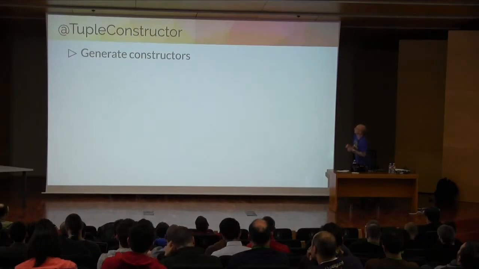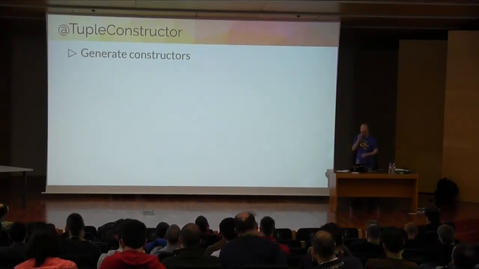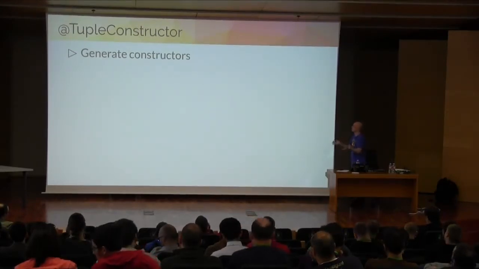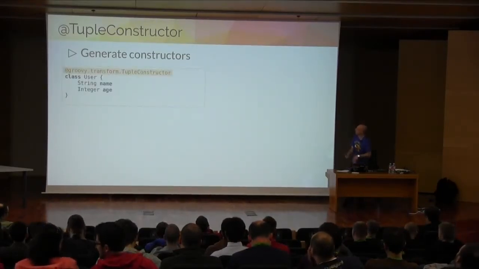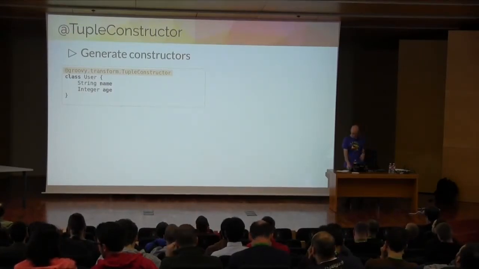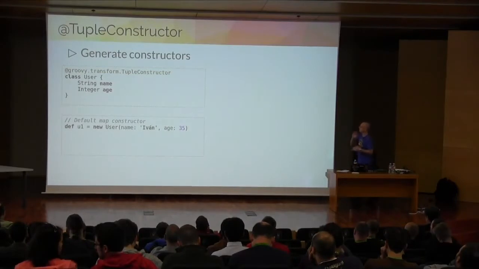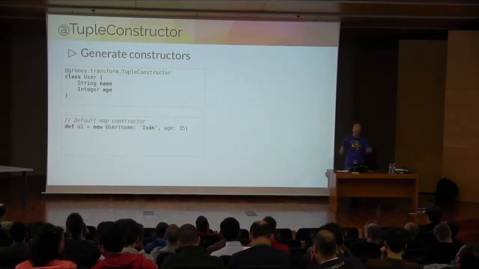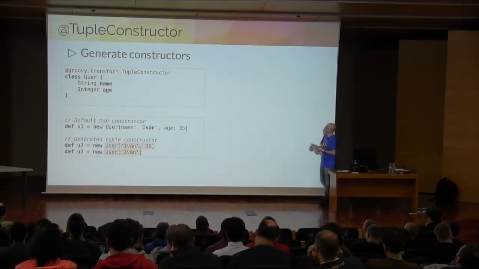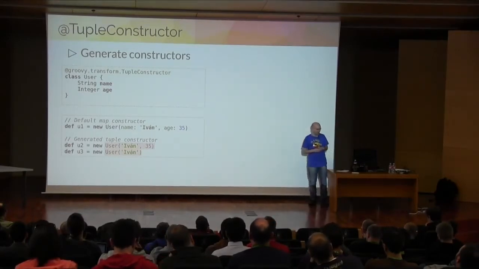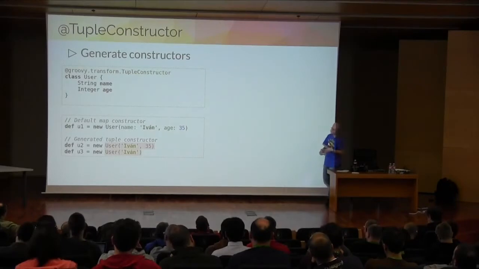And the third one is TupleConstructor. It will create for us some constructors that are very useful on some occasions when your class has some parameters. So again, we have our user class, annotated with TupleConstructor, and we create an instance. And this is the default map constructor with the named attributes and the value. Nothing new here. But then we can create instances like this: user, Iván, and 35, and user with only the first parameter, because it's using the same natural order in the class.